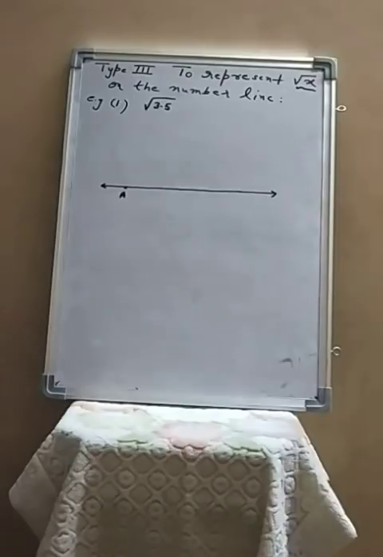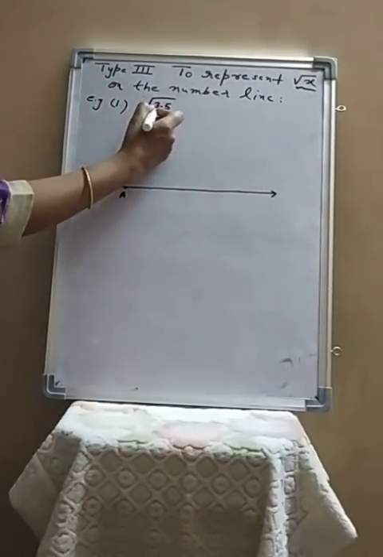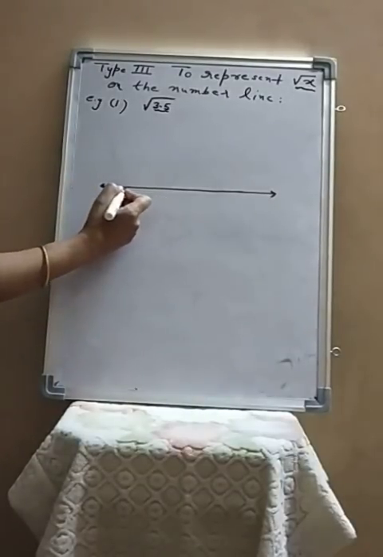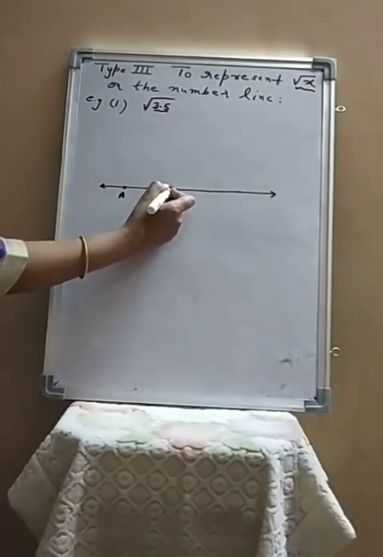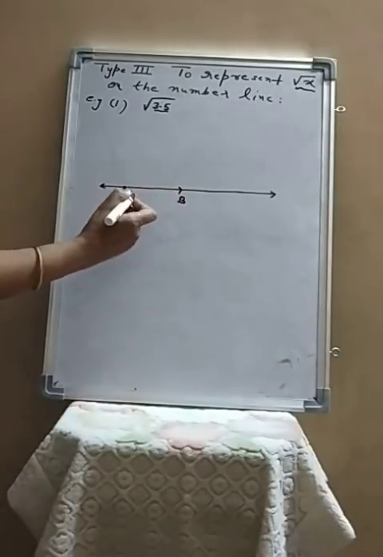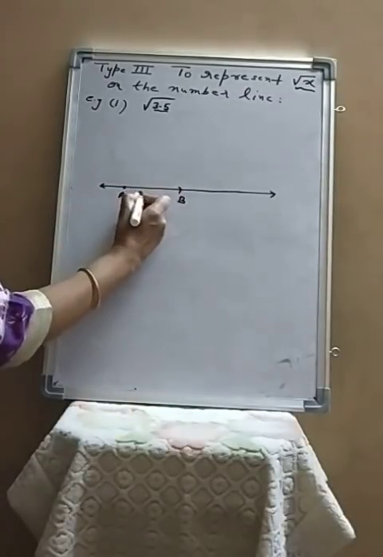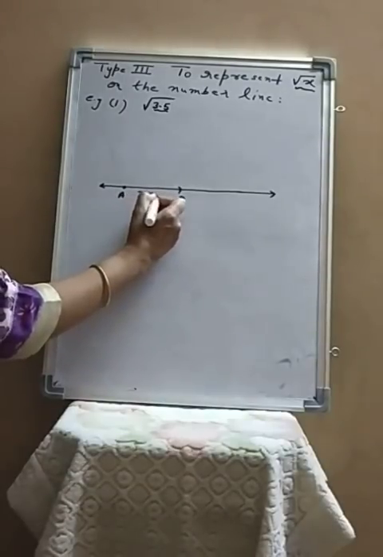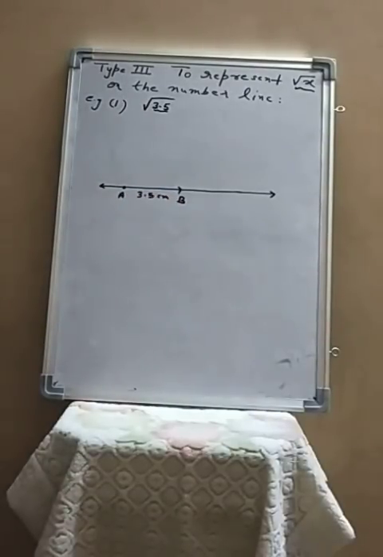Now open the compass equal to 3.5 centimeter. We have to take the same measure which is under the root. Open the compass equal to 3.5 centimeter and draw an arc from A which meets it at point B. That is, this distance AB should be 3.5 centimeter.